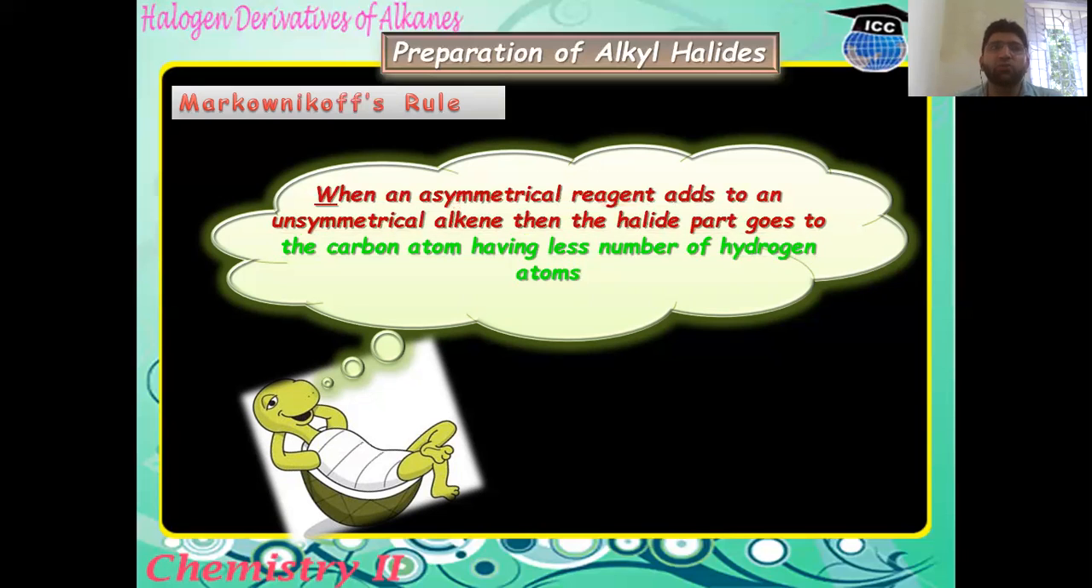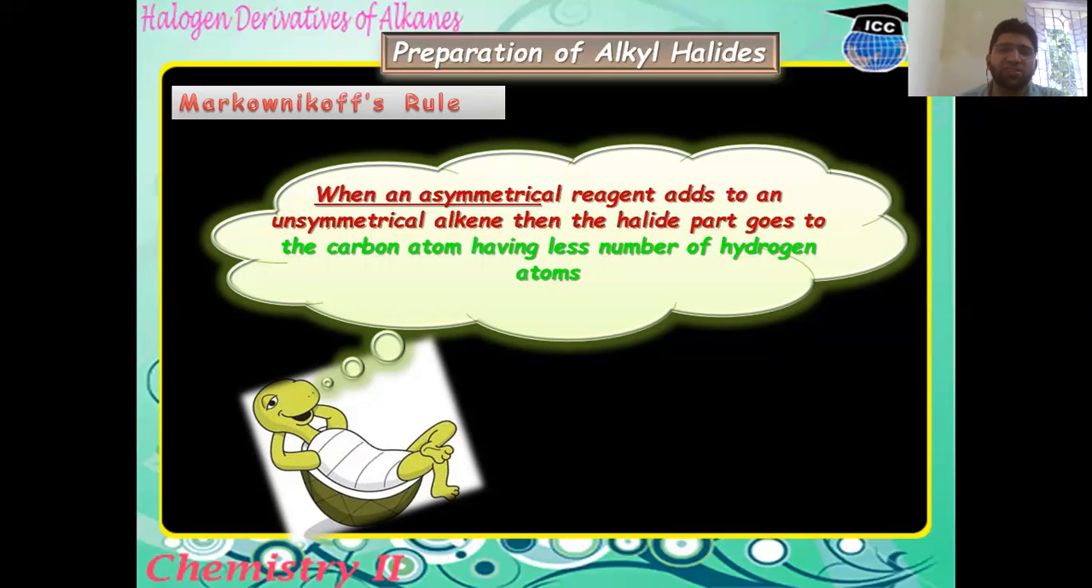But the problem is that when an alkene is unsymmetrical, there is a possibility of formation of two products as a result of addition of an unsymmetrical reagent like HCl, HBr, HI to an unsymmetrical alkene. In that case, what will be the major product and what will be the minor product is governed by an important rule that is known as Markovnikov's rule.